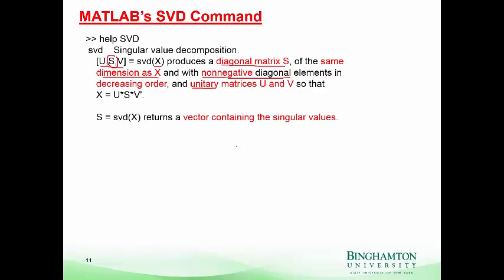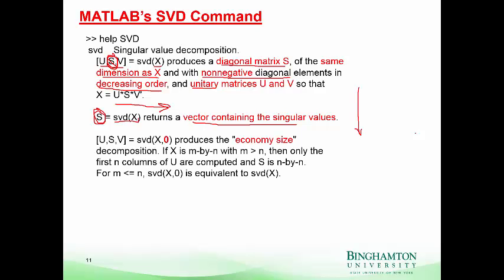There is a version of the SVD. If you don't want the vectors and you just want the singular values, you can just do SVD of X and assign it to a single variable. And that'll put, instead of a matrix, S becomes a vector containing the singular values. Oh, and I didn't mention, but the elements down the diagonal of S are in decreasing order. Same thing here. The elements in the vector S, I think it will create a column vector, so from top to bottom, will be in descending order. So that's kind of nice.